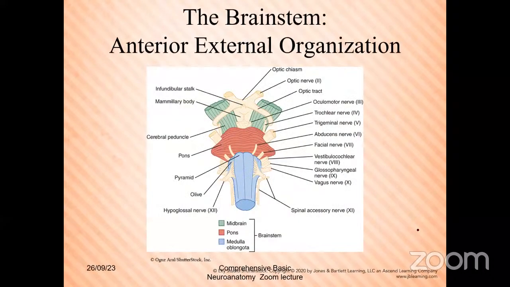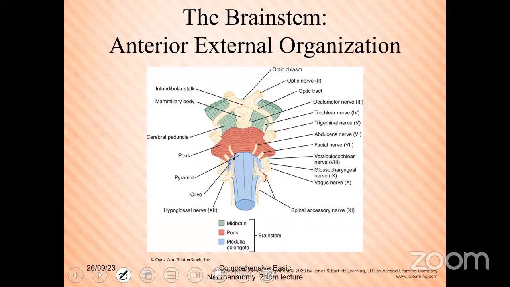Brainstem, as you can see, has got midbrain, pons, and medulla. And most of the cranial nerves are attached here. And it's very helpful for us in localization. And you can see the spinal accessory nerve is formed here in this region. Vagus nerve, vestibular, cochlear, glossopharyngeal, facial, and these are at the junction of the pons and medulla.